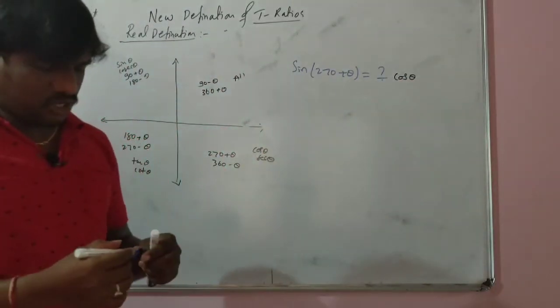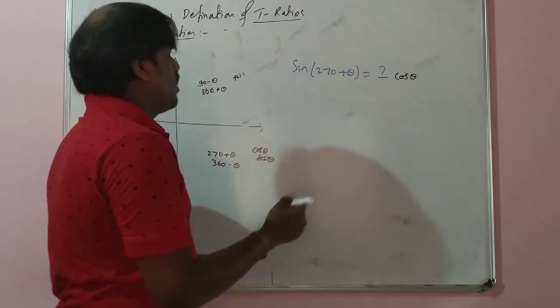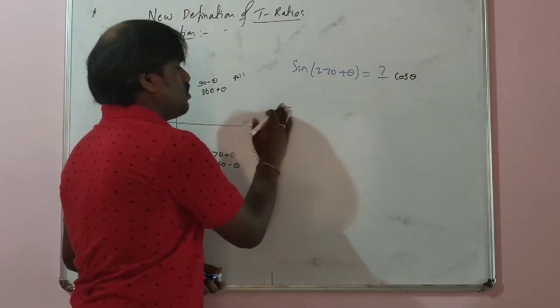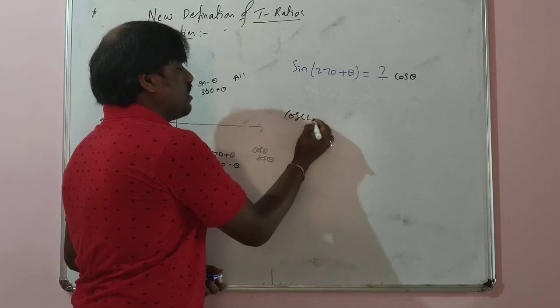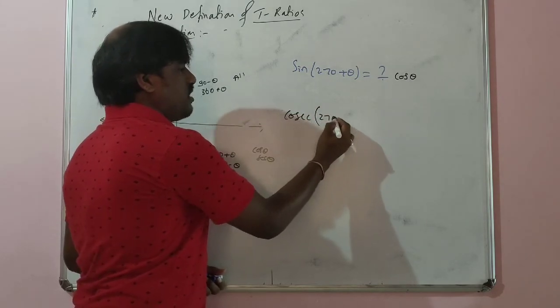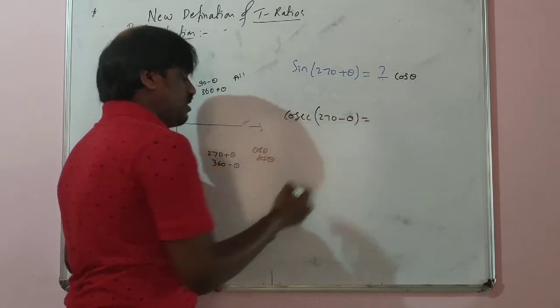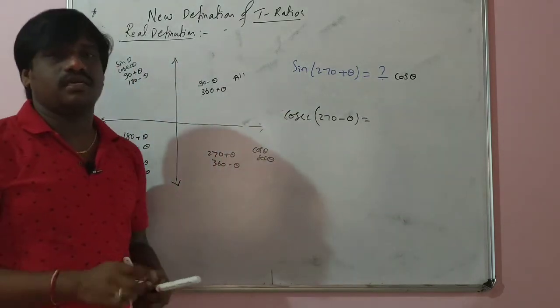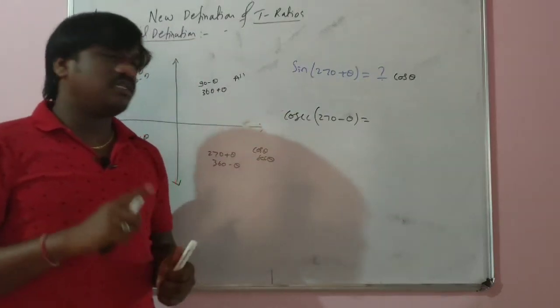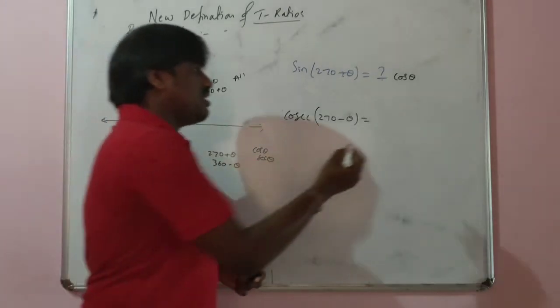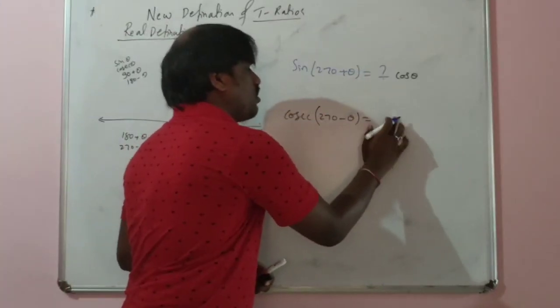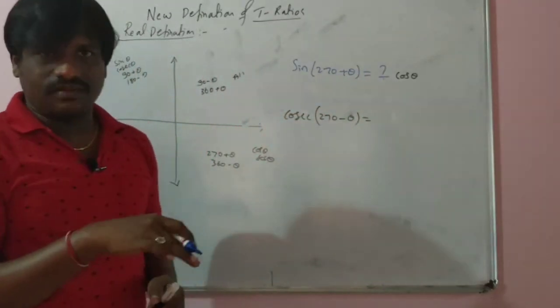That's it. Now if I want to find cosec 270 minus theta, you know that 270 is going to change. Cosec is going to change as what? Sec, right?